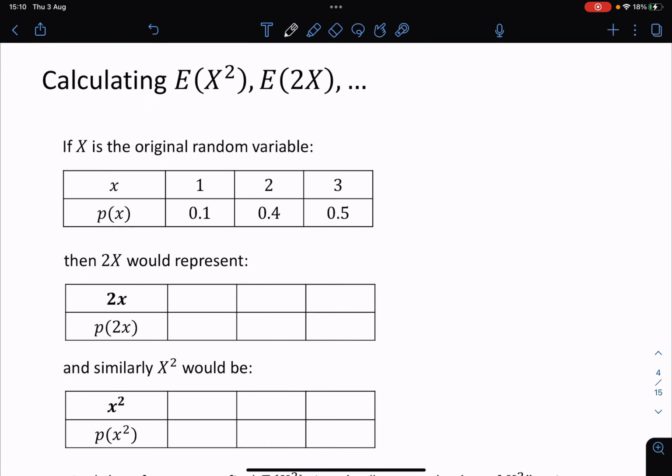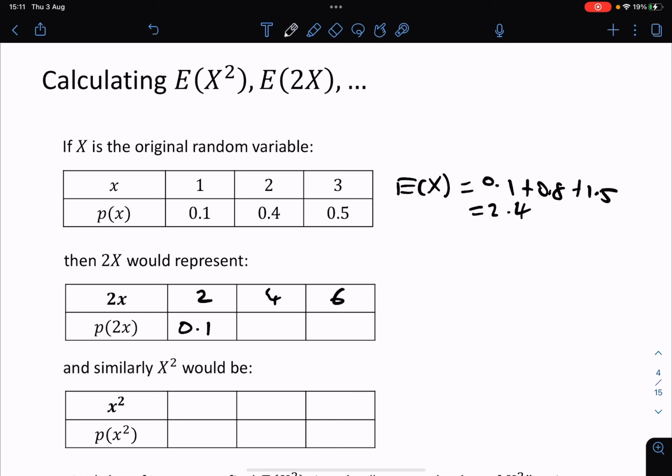So, now we've got E of x, now we can find what E of x squared and E of 2x are, etc. So, for E of x only, if x is just a random variable, then E of x is going to be 0.1 plus 0.8 plus 1.5, which is going to be 2.4. Hopefully you can see that. So 2x will just be double these: 2, 4, and 6. And then the p of 2x will remain the same. Those don't change. i.e. E of 2x will just be 0.2 plus 1.6 plus 3, which is 4.8.